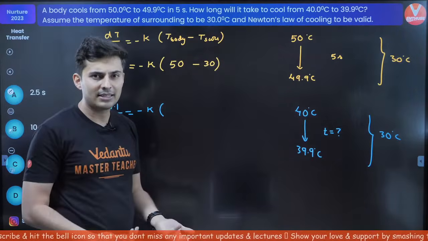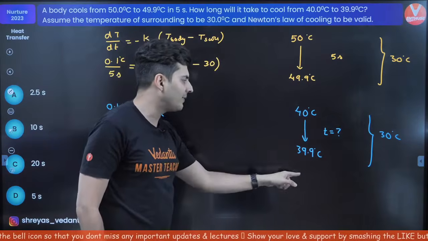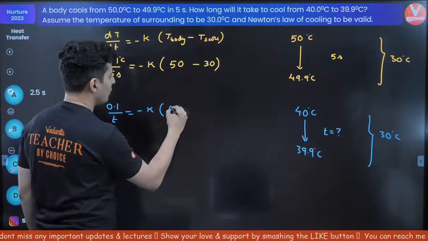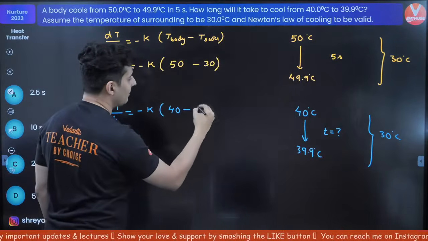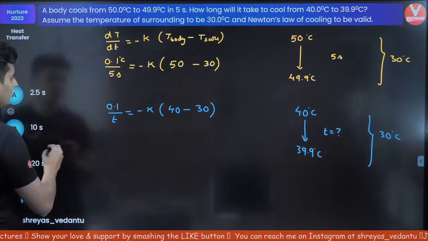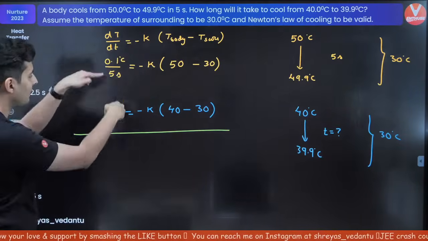Will make the calculations easy. Actually speaking, you should take the average, which will be 39.95, but it's okay. It's nearly the same. So 40 minus surrounding temperature is nothing but 30. Obviously, what's the next step? Divide both of them and see what you get.